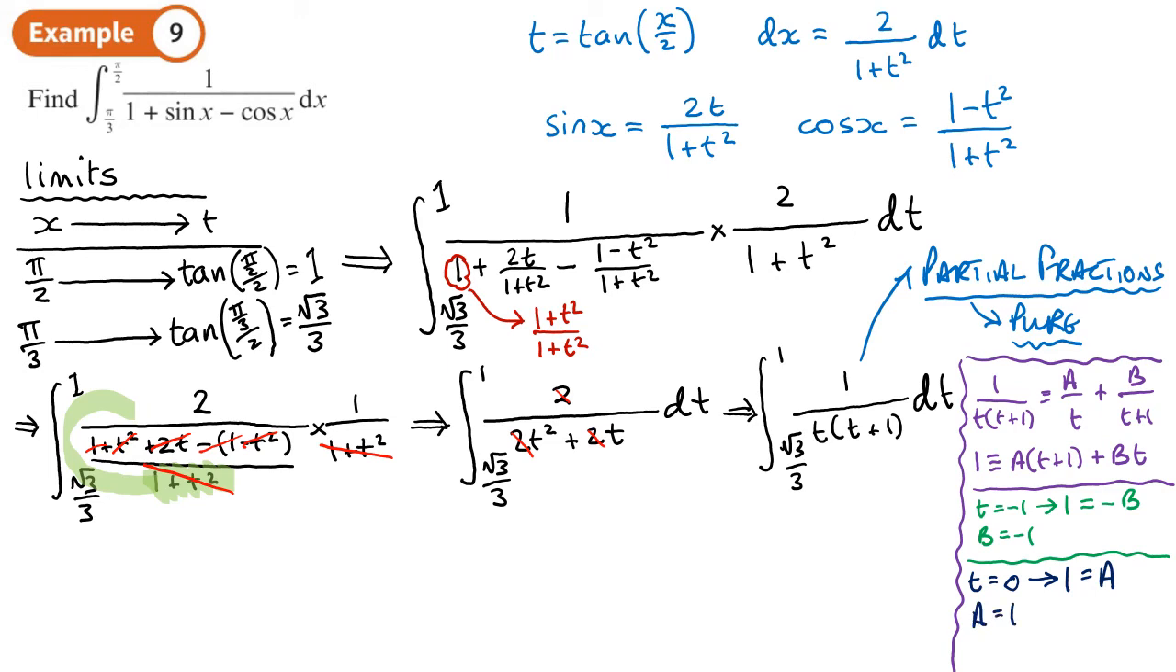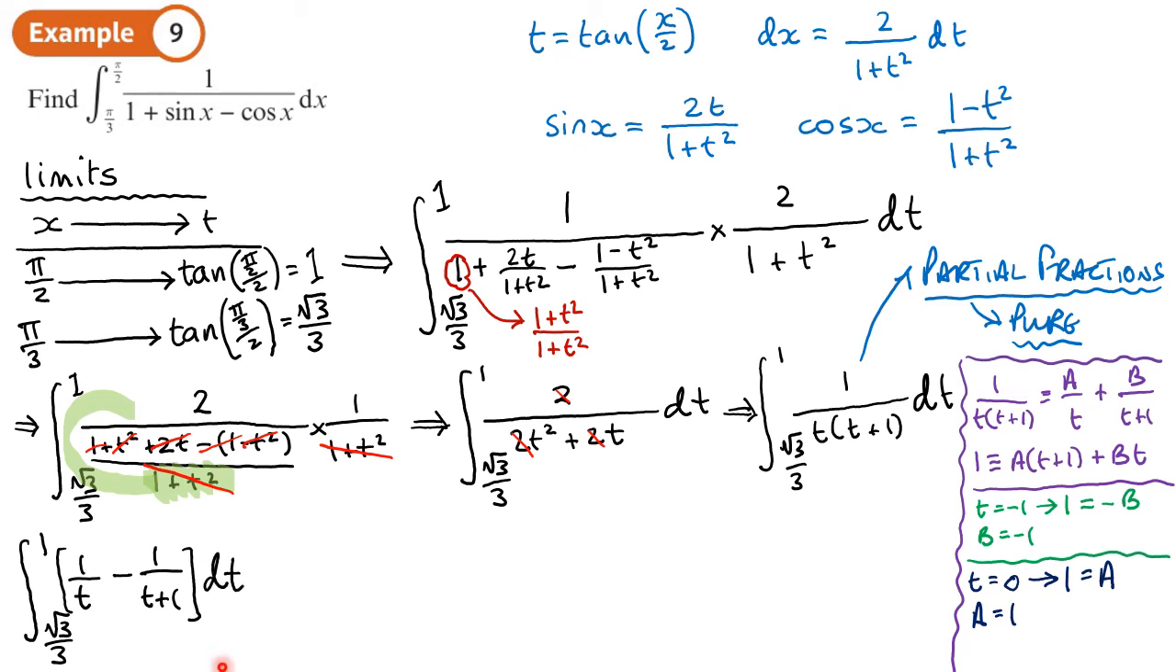So writing that integral as a in partial fractions, if a is 1, I'll have 1 over t minus 1, because b is minus 1, over t plus 1. Okay, so this is what I want to integrate with respect to t.